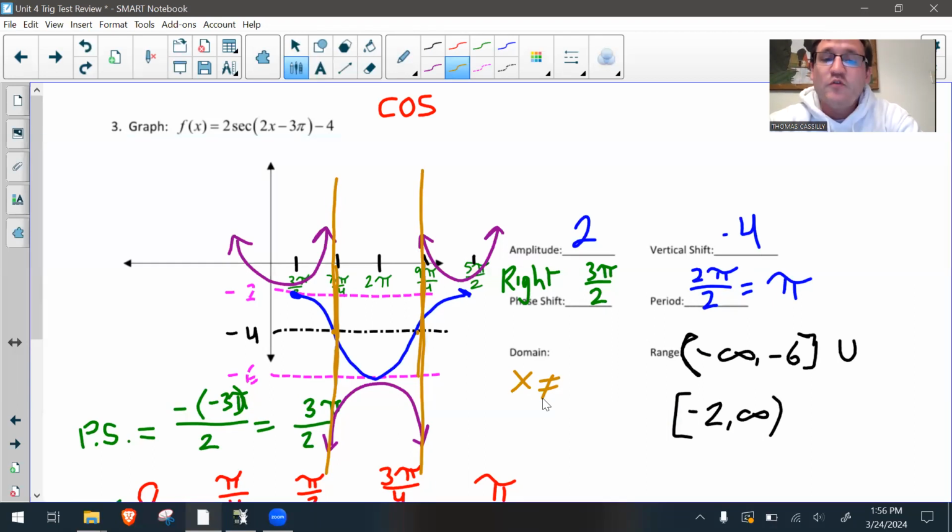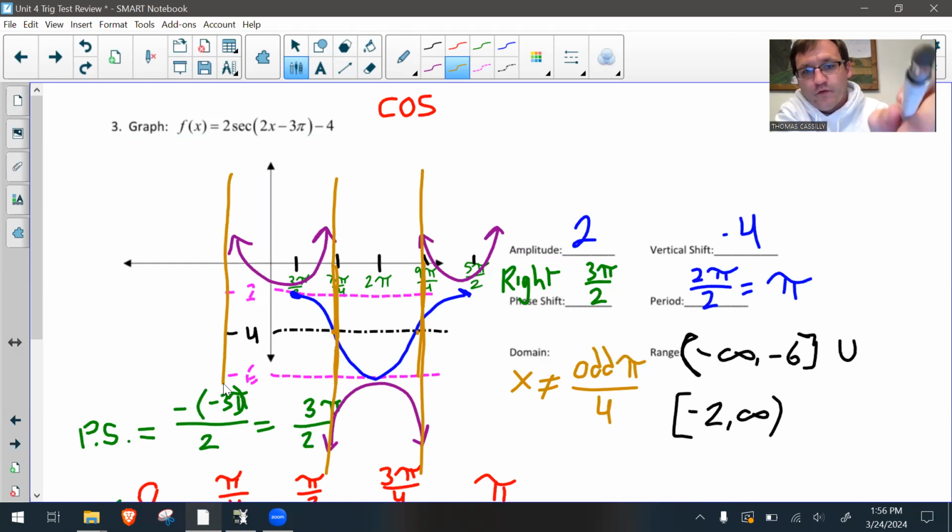7 pi over 4 and 9 pi over 4, those numerators are both odd numbers. So I'm going to say an odd pi over 4. All right. So if we look back up here, what I mean by that is this next one right here would be like a 1 pi over 4. And then this one over here would be an 11 pi over 4. They skip over all of those over 4 odd numbers that we have. So there we go. That is the first 3. Sorry, that video was kind of long, but there we have it.